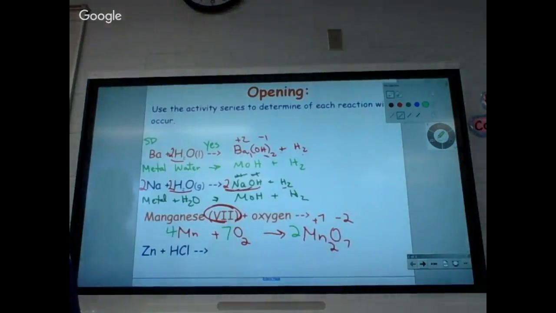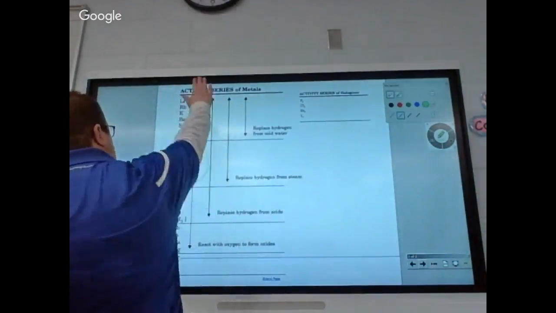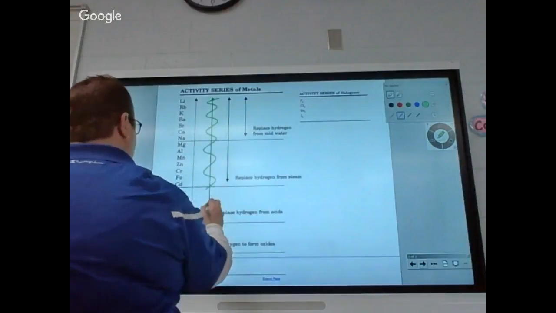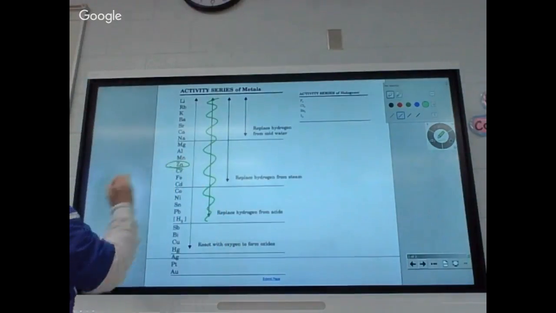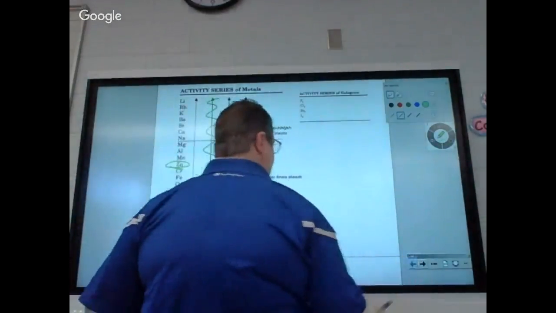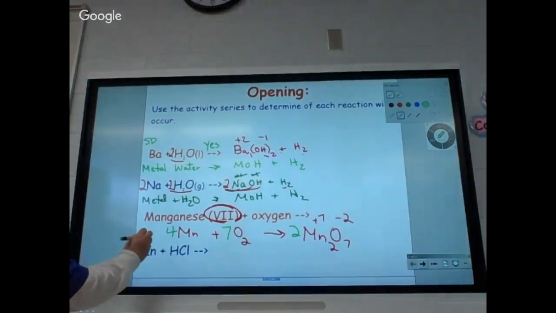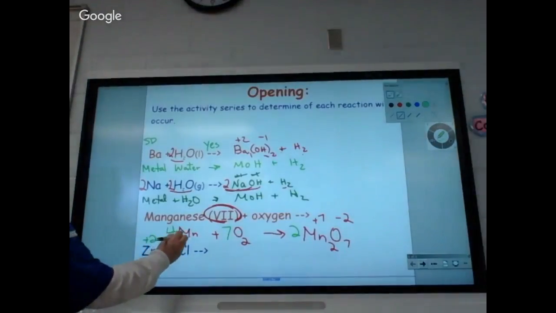What's that got? It's an acid. So zinc, is that in the range? Yes. Acids are here. Is zinc in that range? Yes. So all we have left is to come back over here. Zinc has what oxidation number? Plus 2, plus 1, minus 1.